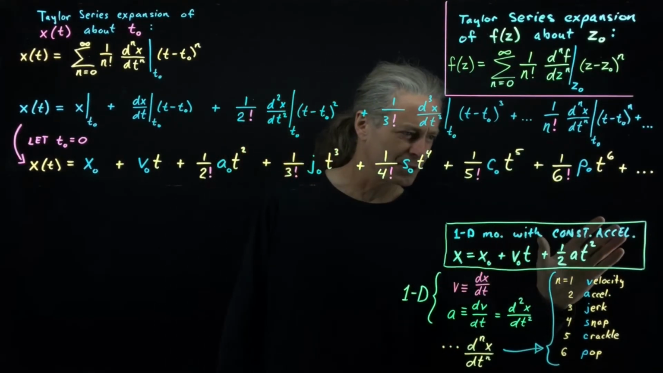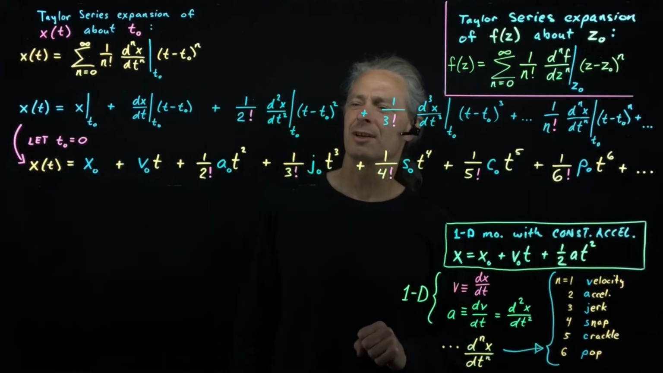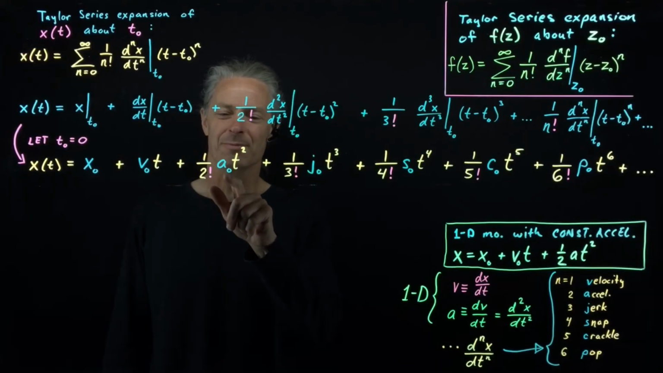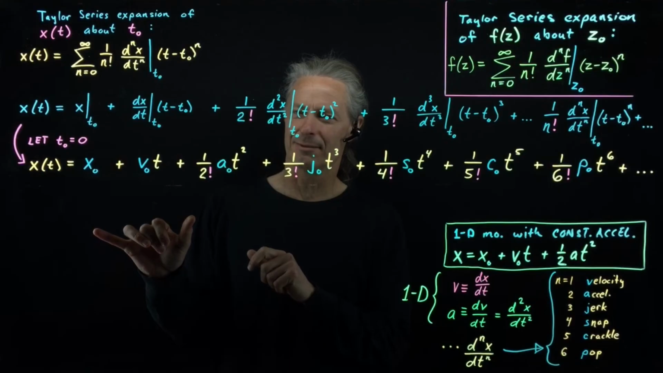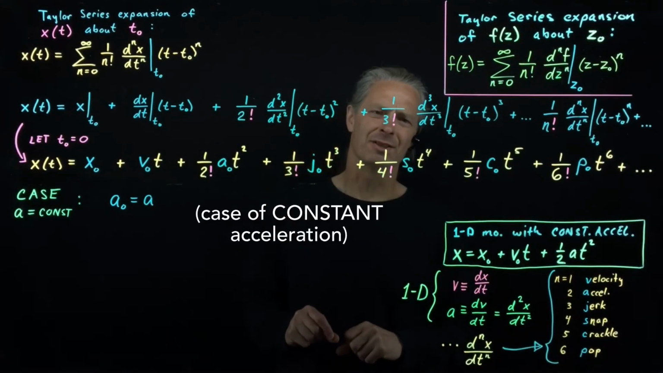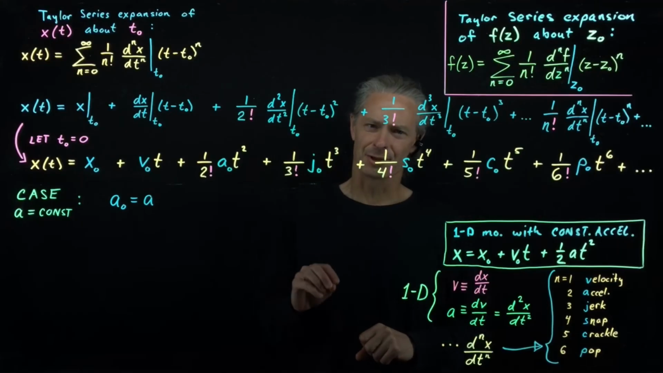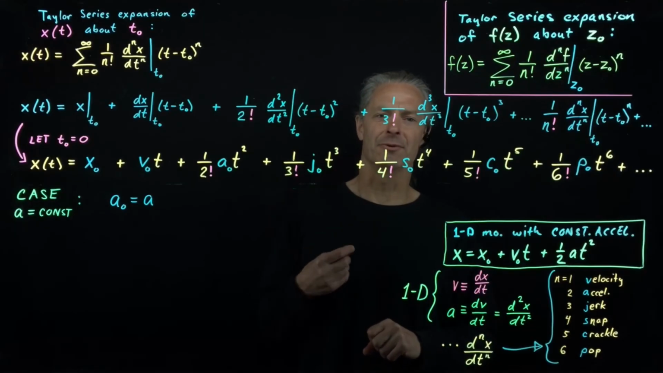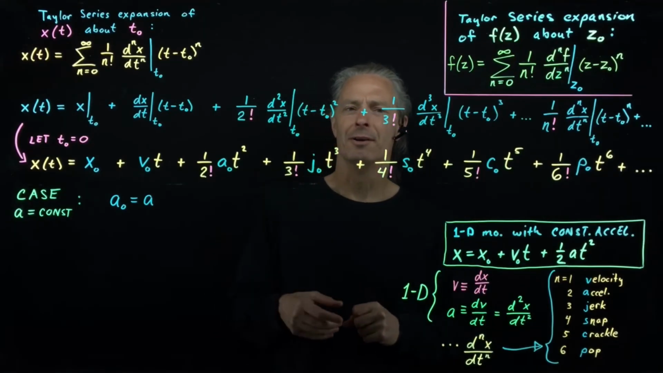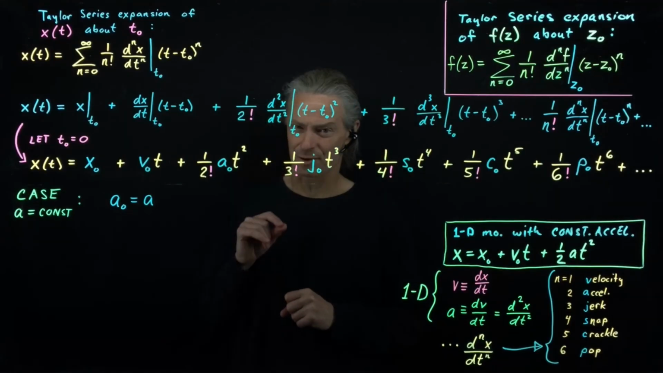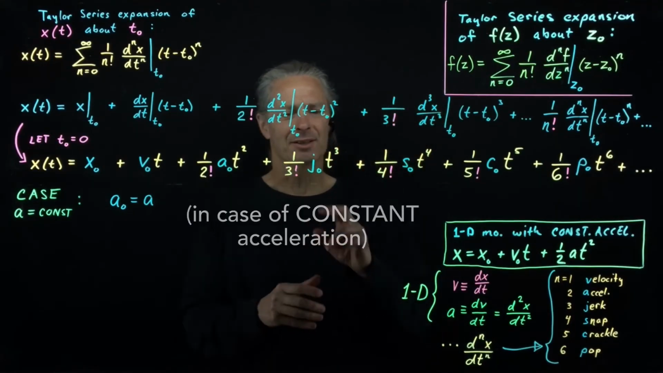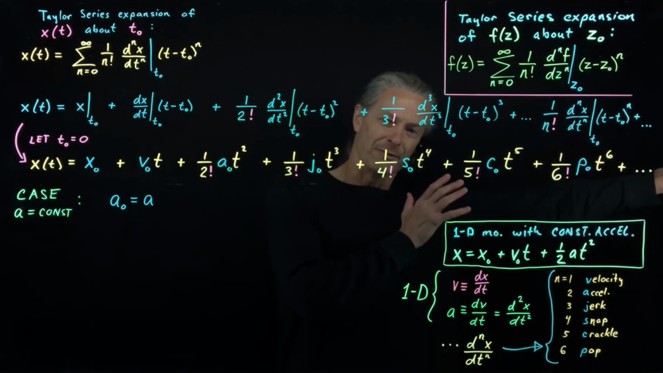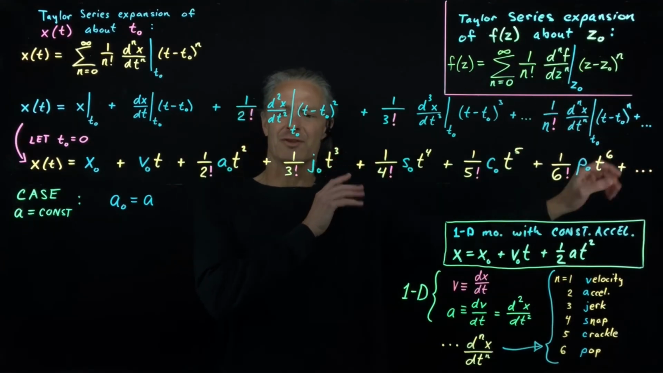Now, in the special case of constant acceleration, the constant acceleration will necessarily be equal to its value at time 0. So we can replace a sub 0 with the constant acceleration a. Now, if the acceleration is constant, then the derivative of the acceleration with respect to time must vanish, and the second derivative of the acceleration with respect to time must vanish, and so on. All the derivatives of the acceleration with respect to time must vanish. That means that the jerk, the snap, the crackle, the pop, and all higher order derivatives of the position with respect to time must vanish.